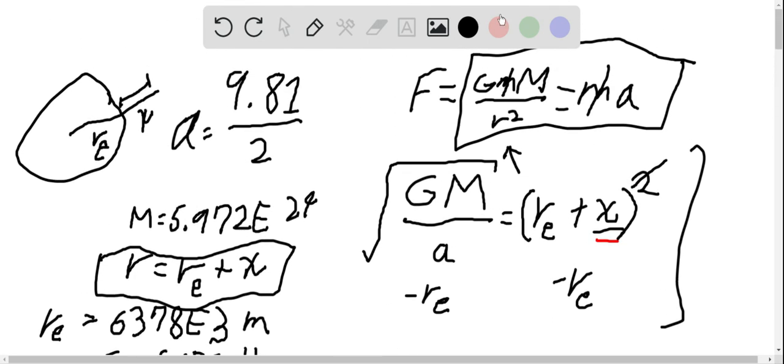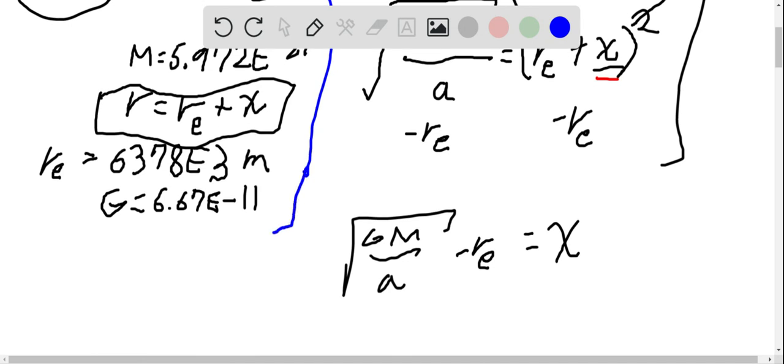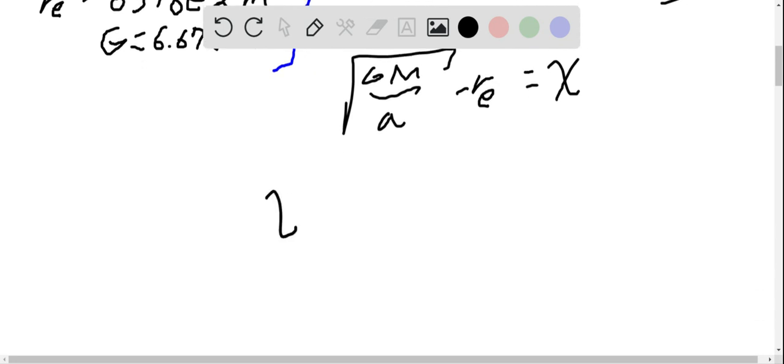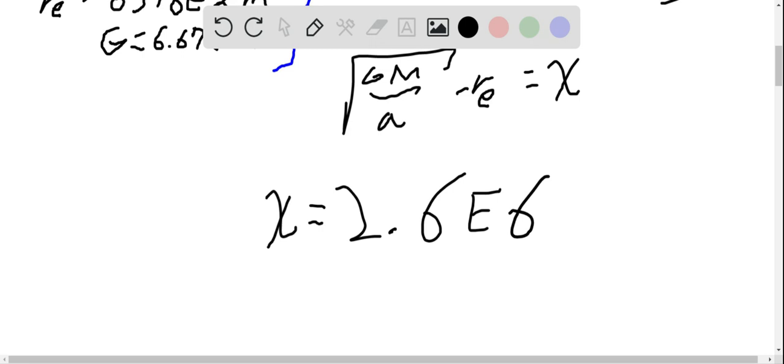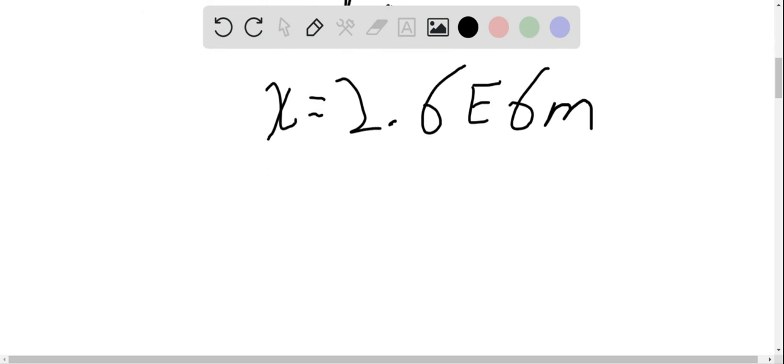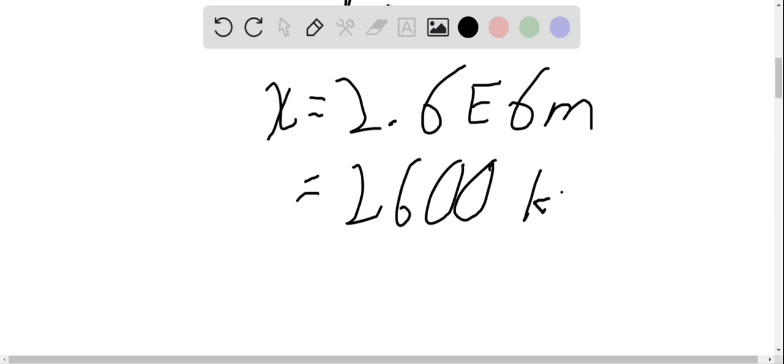And since we have our constants over here, we can just plug these numbers in and do the simple algebra, and x will end up being 2.6 times 10 to the 6 meters. Or if you want it in kilometers, you can simply convert it into 2,600 kilometers. That is our answer. Thank you.